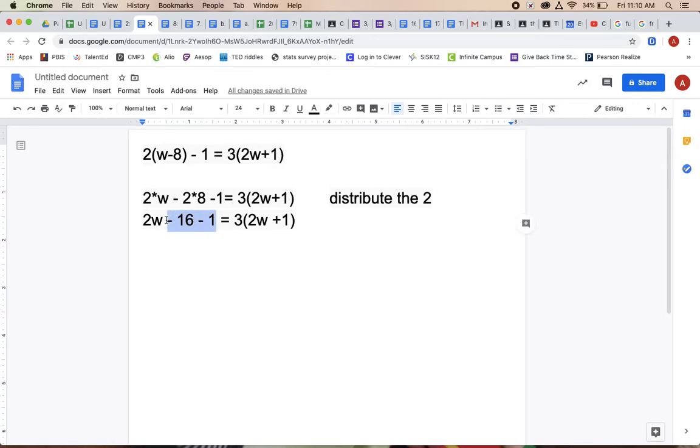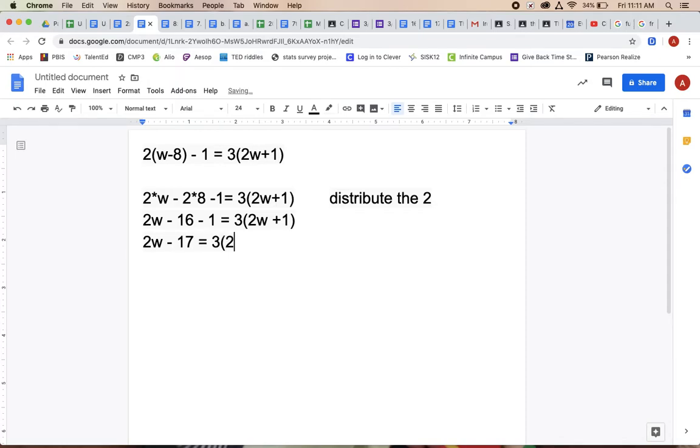Now I can simplify this side even further. So notice this term has a W, and these two terms don't. So I can combine those together. These are kind of like your pouches, and these are kind of like your coins. So I can't add pouches to coins, but I can add coins to coins. So this says I have negative 16 coins and then lost 1 more coin. So in total, I have lost 17 coins. So I'm just going to simplify that side.